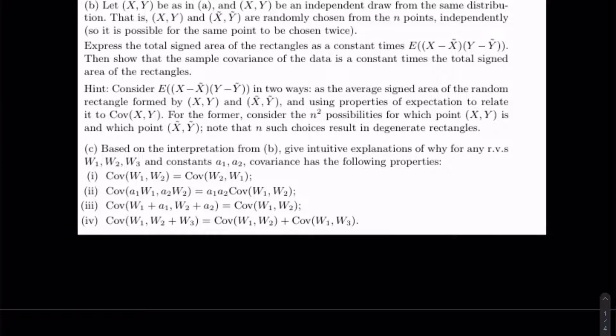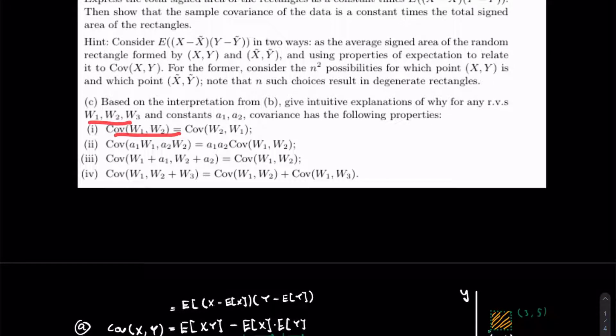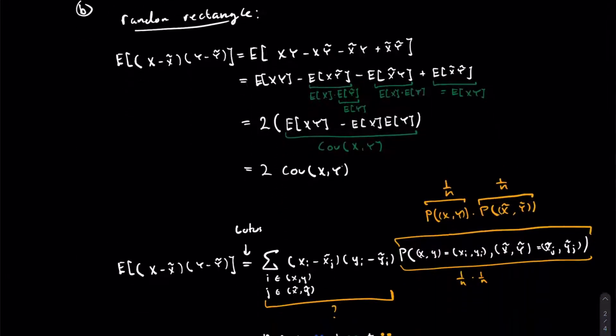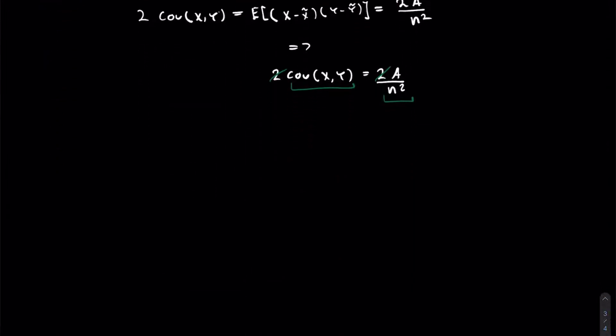and then visually interpret what's going on. Okay, so now let's move on to the last piece of the question. Based on our interpretation from B, we give an intuitive explanation of why the random variables have the following structure. So let's move to that and see how we can translate this to what we just learned. Okay, C.